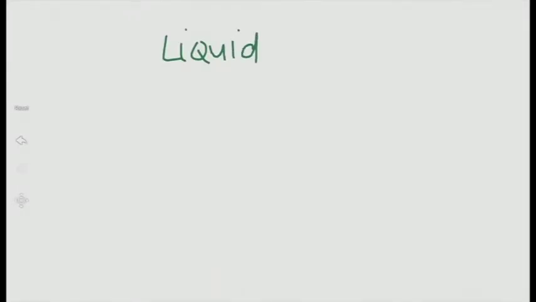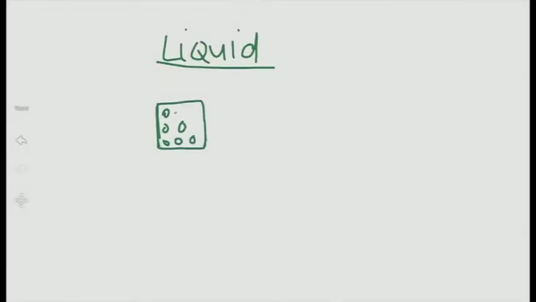Now let us look at the particles of liquid. The particles of liquid, they are not the same. We can also represent them by a small square. The particles of liquid, they are not as closely packed together as those of solid, but they are just close together. They give a space in between. Okay? So this is how we can show the particles of liquid.